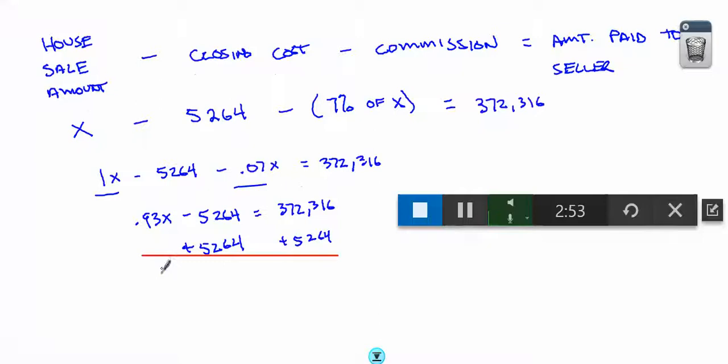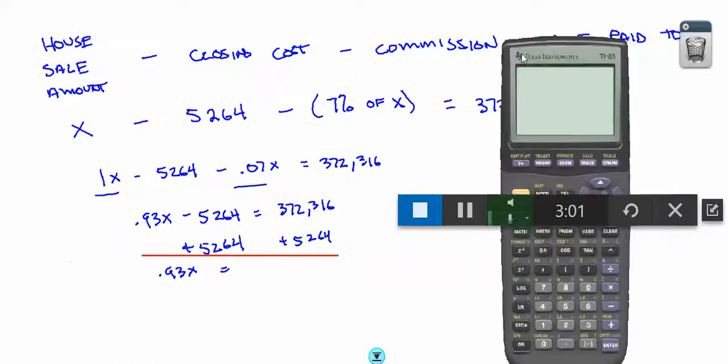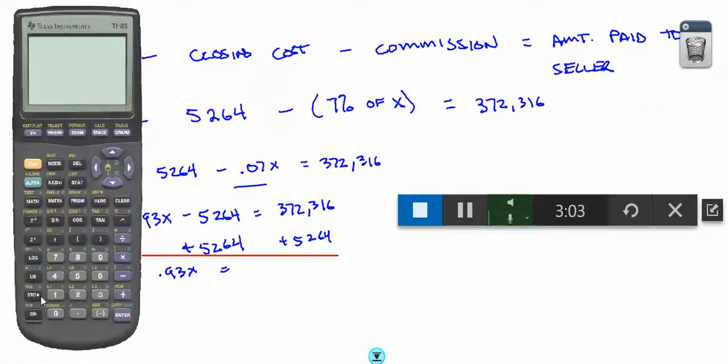Okay, so now we're left with 0.93x equals, and then let's take our calculator real quick and do a little adding. If I take 372,316 and add 5,264, I get 377,580. Isn't that interesting? 377,580.